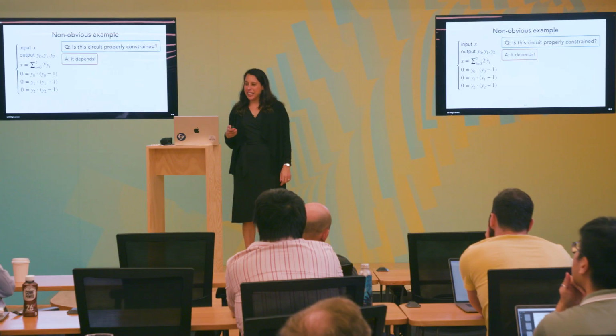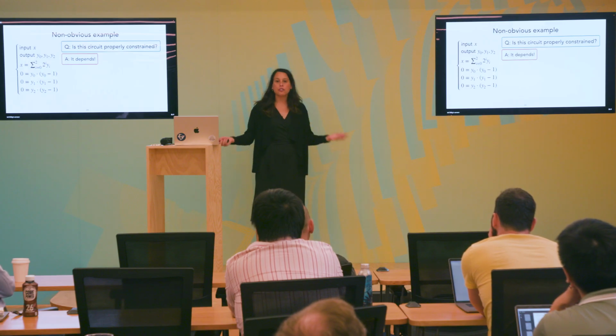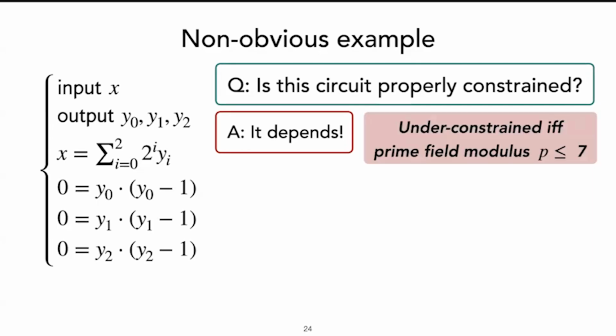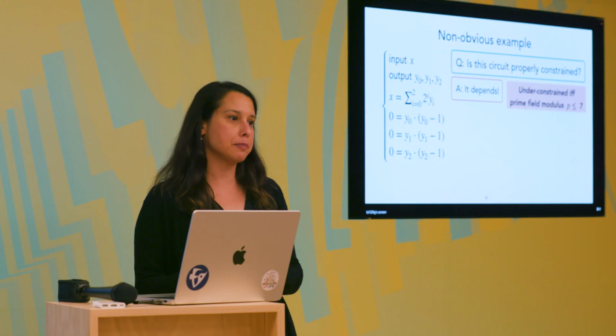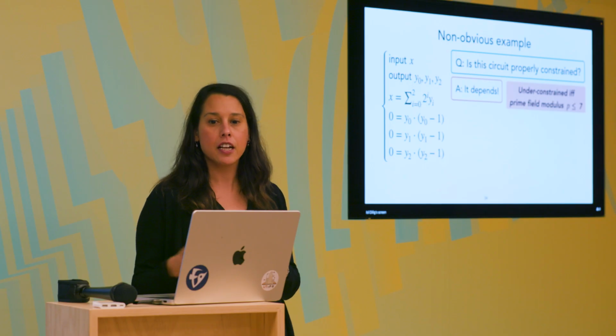Okay. So the issue here, whether the circuit is properly constrained or not, depends on what finite field we're working in. It basically depends on what the p-value is. So it turns out if p is less than or equal to 7, then this circuit is going to be under constrained, but as long as p is greater than 7, then it is in fact properly constrained.